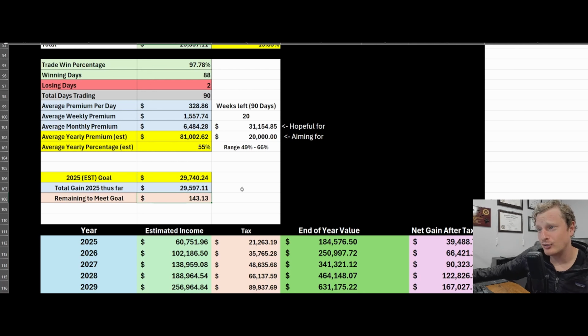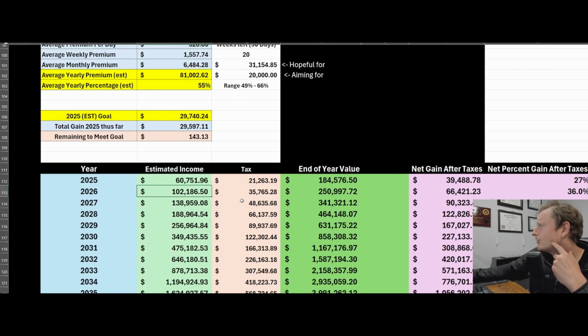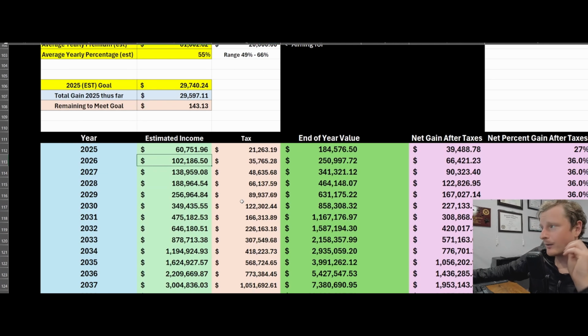We still have about $143 to go, and we will blow past that, and we still have 90 trading days to go. In 2026, I'll come up with a more accurate assessment. I'll probably come up with something based off of some of the estimates we are generating at the bottom here. So everything's going good in that regard.